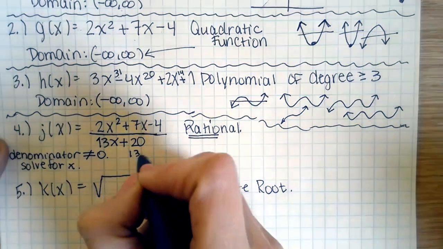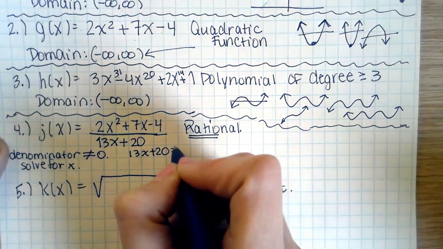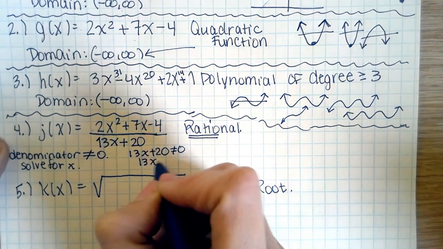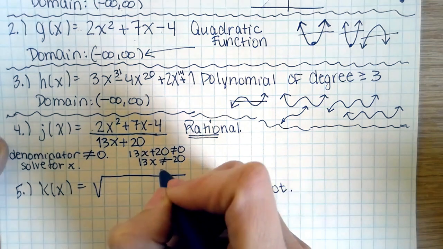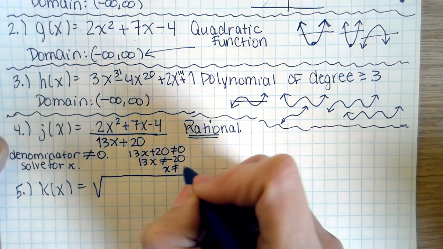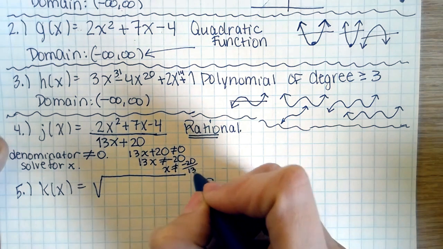So 13x plus 20 doesn't equal 0. Subtract 20, 13x doesn't equal negative 20. Divide by 13, x doesn't equal negative 20 over 13.